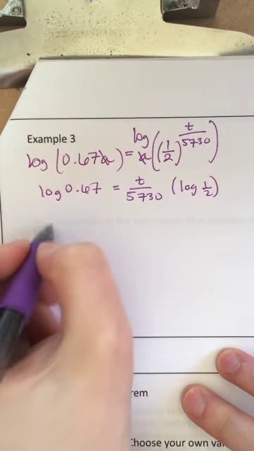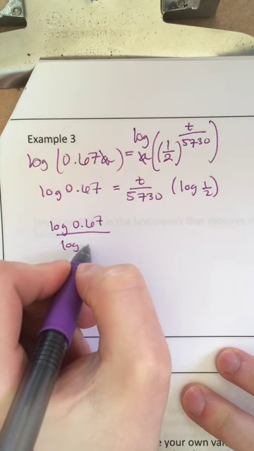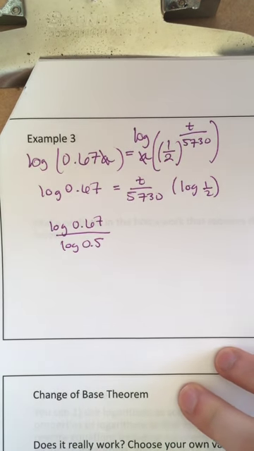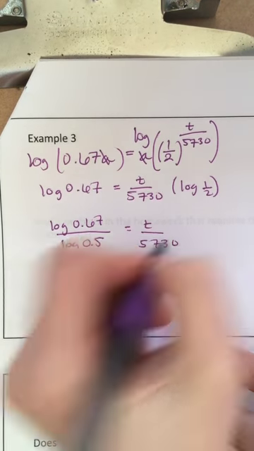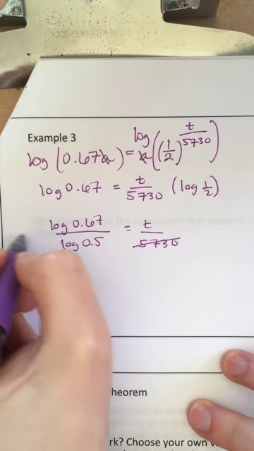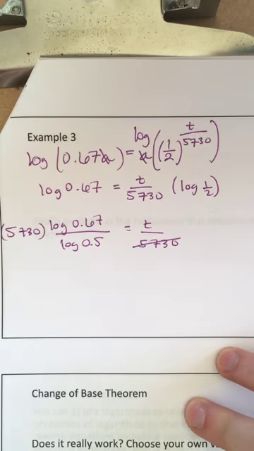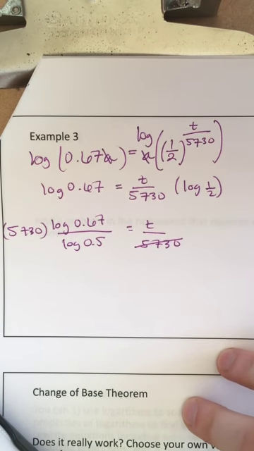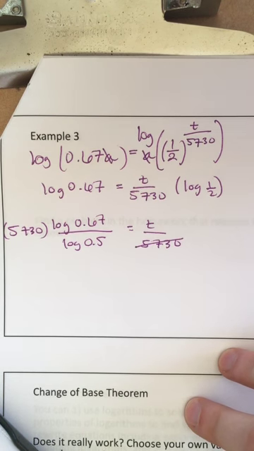I'm going to divide by log of 1/2, so I get log of 67% over log of 1/2. If you want to make it a decimal, just so you keep all decimals together, you can. That equals T over 5,730. To undo that division, I'm going to multiply by 5,730 on both sides, and T is going to be that. So I'm going to take the log of 0.67, enter, divide by log of 0.5, enter, times 5,730.